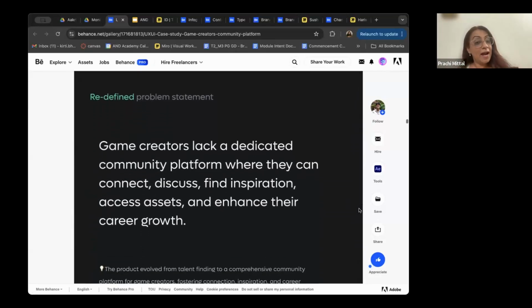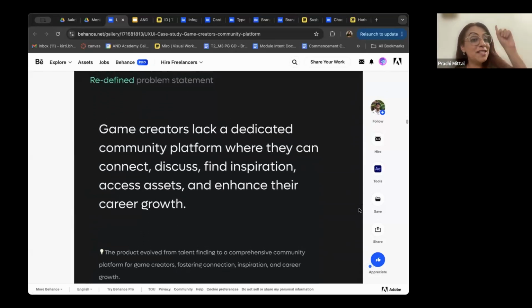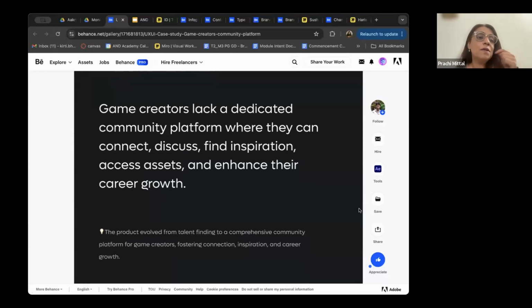So let's keep going, and now he has redefined. He didn't stick with what the client told him. He redefined his statement because now he realized that it became a community platform to connect, discuss, find inspiration, access assets, and enhance their career growth. So a new problem statement was defined, and this is very critical. It seems like a statement, but this is actually what you do after your discover and define, the first diamond of the design thinking, right?